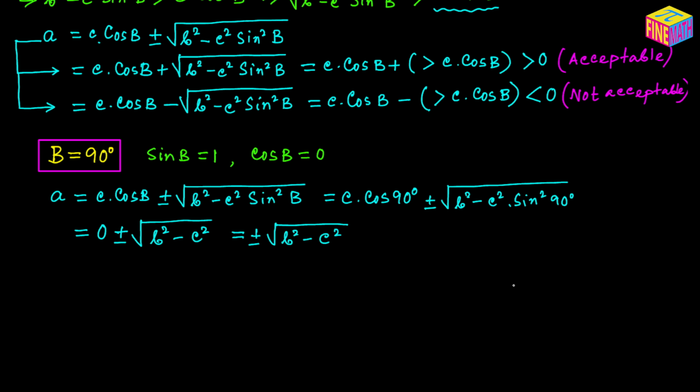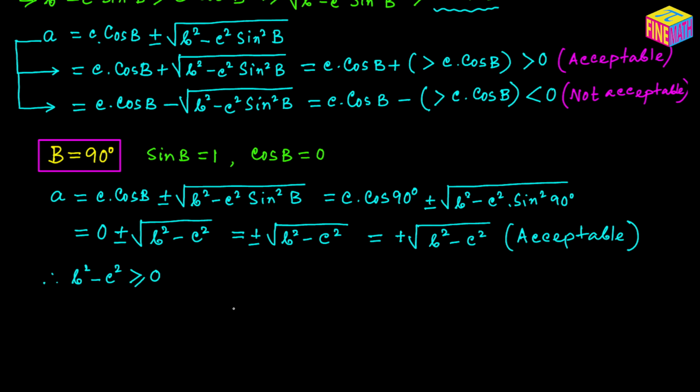Now this is another interesting situation. Can we take the negative value for the side length of a triangle? Absolutely not. So the only acceptable value here is the positive value, and that would be the positive square root of b squared minus c squared. So this is the only acceptable value here. So if a's value will be the square root of b squared minus c squared, then that quantity inside the square root must be greater than or equal to 0.